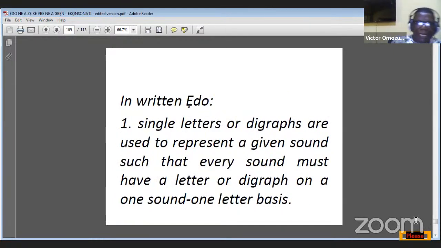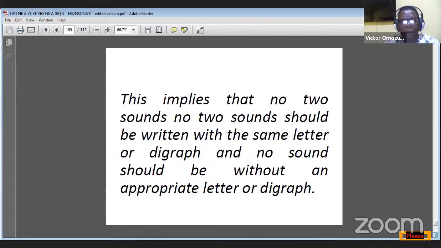So this is the English: single letters or digraphs are used to represent a single sound, such that every sound must have a letter or digraph on a one sound, one letter basis. This is a very simple way of writing the language. One sound, one letter or digraph. We will soon round up.